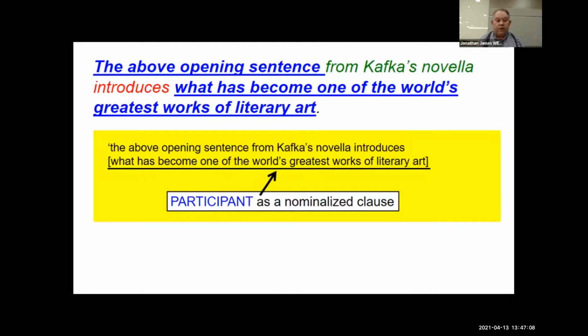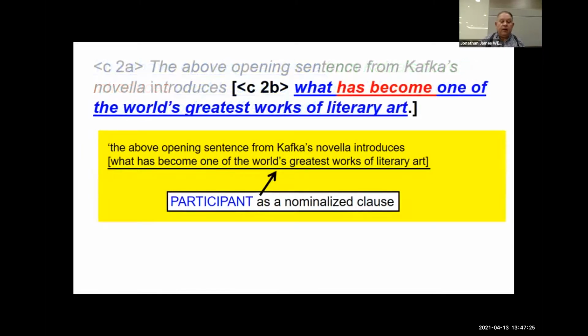The verb introduces, and then you take a nominalized clause, basically a whole clause, which you have turned into what is essentially behaving like a noun. What has become one of the world's greatest works of literary art. Now, that itself has a verb inside of it. Yes, what has become, but it is packed into this clause, which has been basically turned into a nominalized clause, meaning it's turned into like a noun phrase. It has the same role grammatically within this sentence as if it were just a noun.